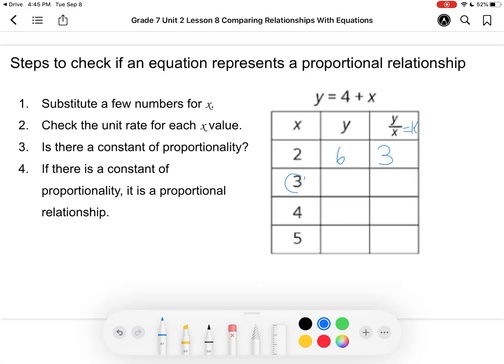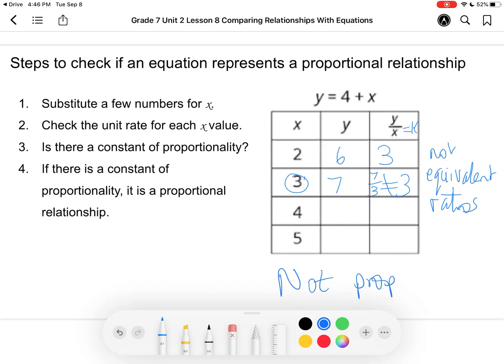For the next row, we say y equals 4 plus 3, because we have 3 here. So 4 plus 3 is 7. And y over x is 7 over 3, which is not equal to 3 in the first row. So these are not equivalent ratios. There's no unit rate, no constant of proportionality. It is not a proportional relationship.